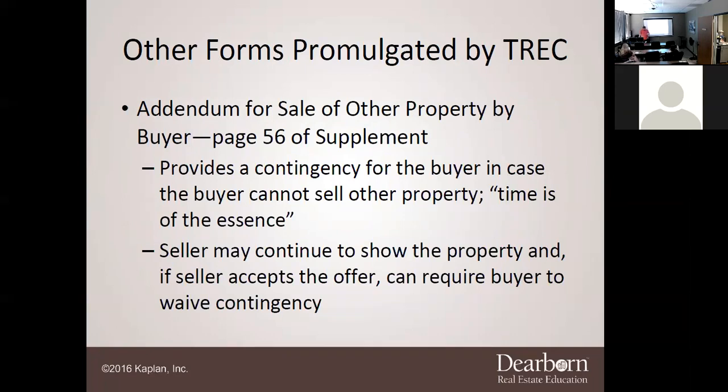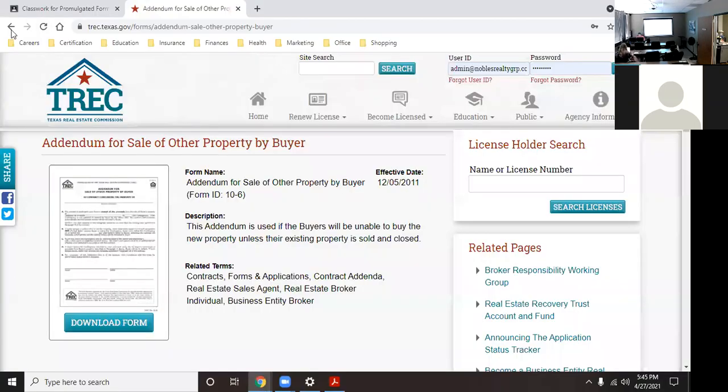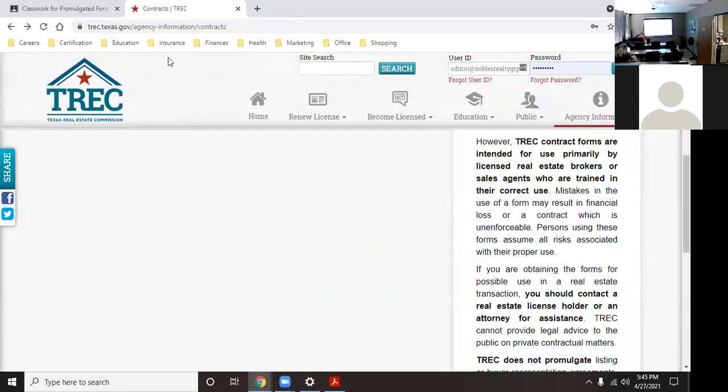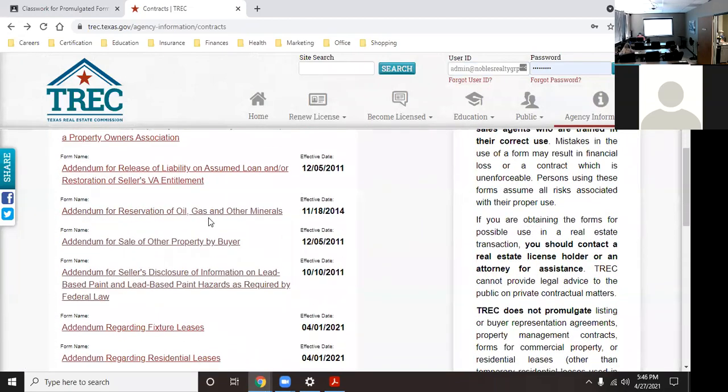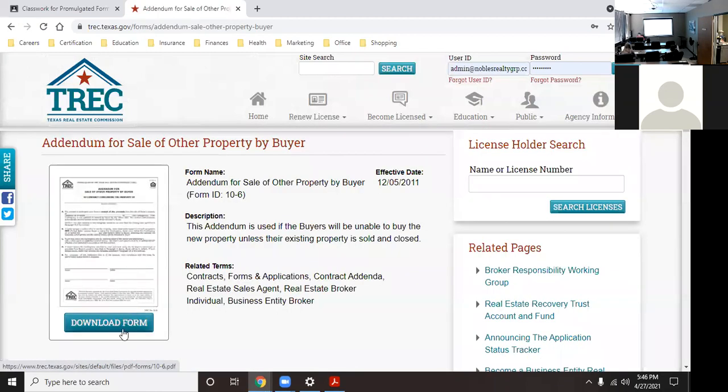So what I'm going to do actually is just pull up the form so we can look at it a little bit easier. And like I was saying earlier, if you just go to the TREC website, go to contracts, other addenda, you can scroll down and all the addenda are going to be right here. So we're going to sale of other property by the buyer.